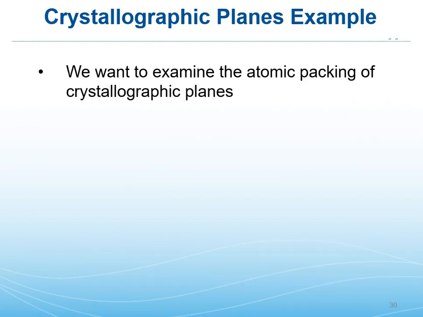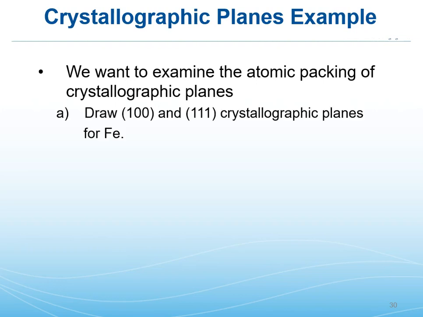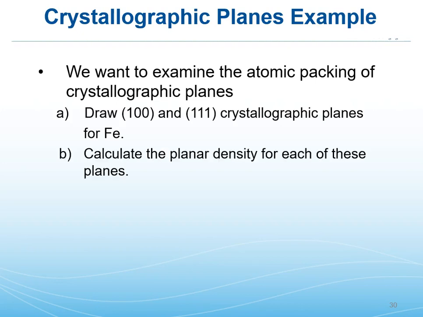Okay, crystallographic plane examples. So, why do we care about different planes in different crystal systems? Are they different? They're very different. And from our standpoint, given that we are looking ahead towards mechanical properties and diffusion, one of the biggest things that we care about is atomic packing. How tightly packed, how well occupied are different planes. So if we were to draw the 100 and the 111 crystallographic planes for iron, we could calculate planar densities for each one of those.